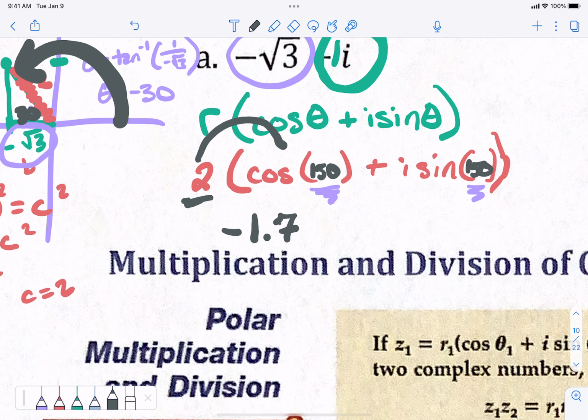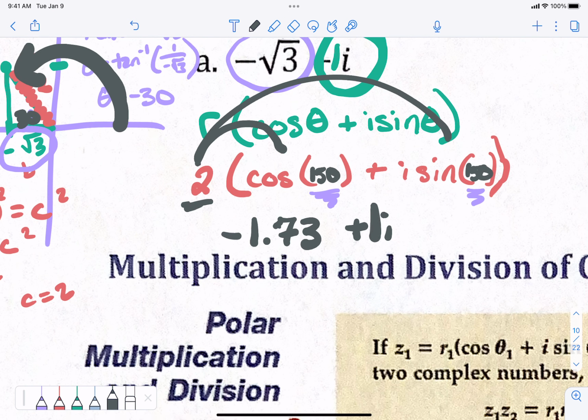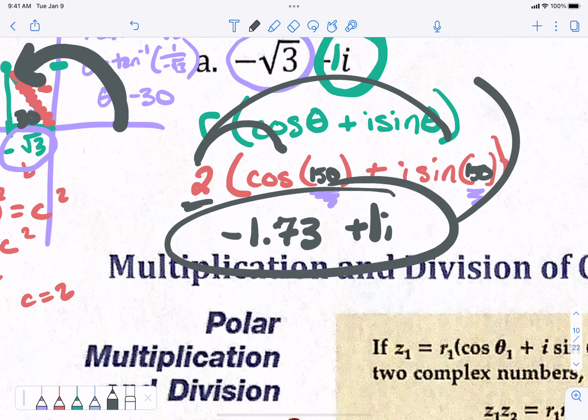Negative 1.73, yeah? Plus i times what's 2 times sine of 150? Is it 1 or negative 1? Positive 1, yes? 1i, right? And the square root of 3 is the same as that. We just use the calculator to get back to the original answer, right?